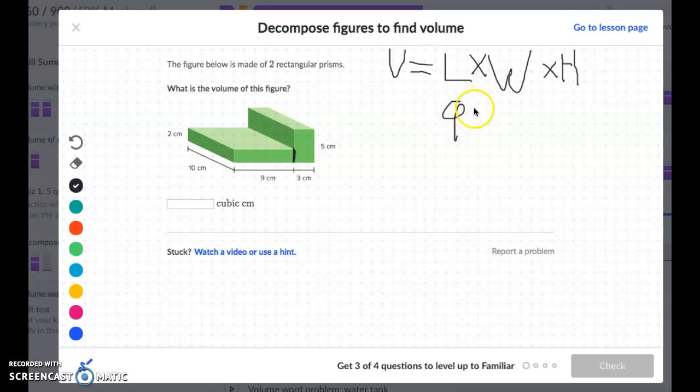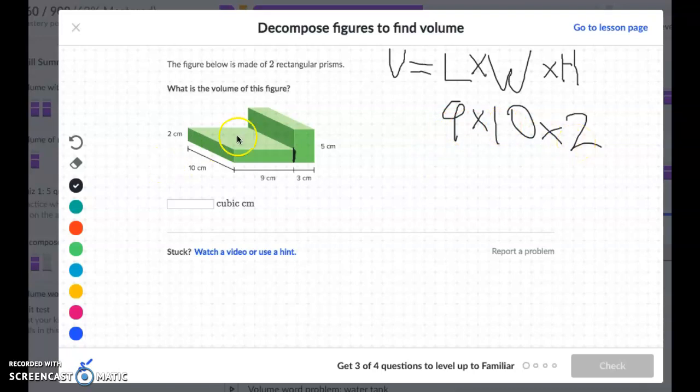How far back does it go? Okay, that's labeled for us. My width is 10. And how tall is it? Height is 2. Okay, so our volume is going to be 9 times 10, which is 90, and then times 2 is 180.